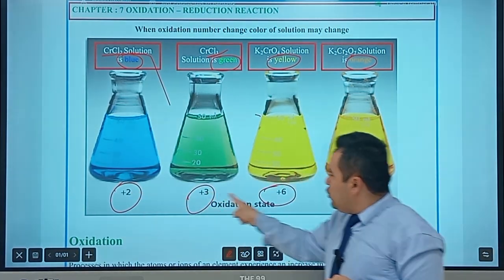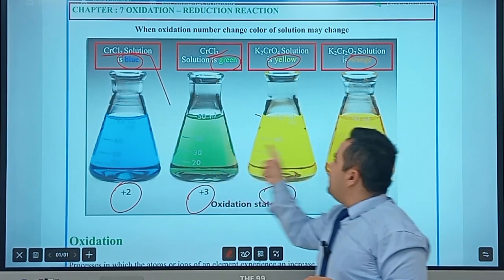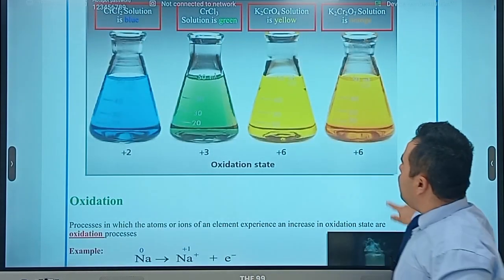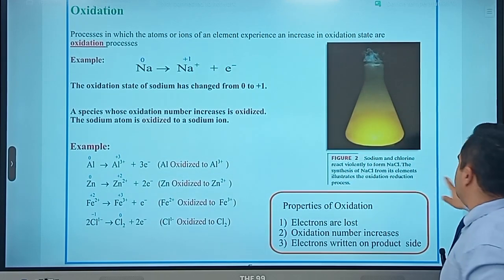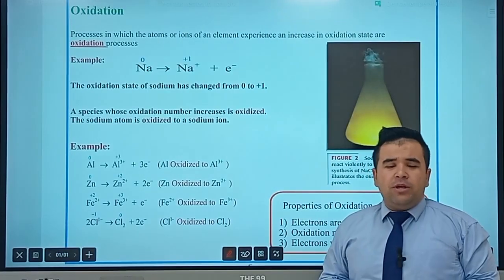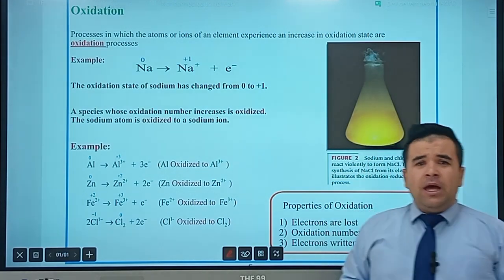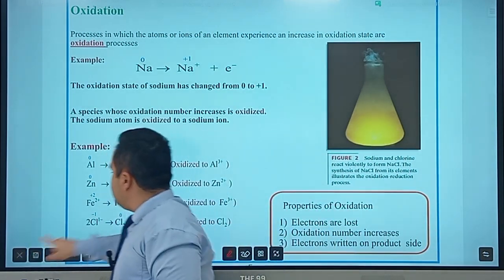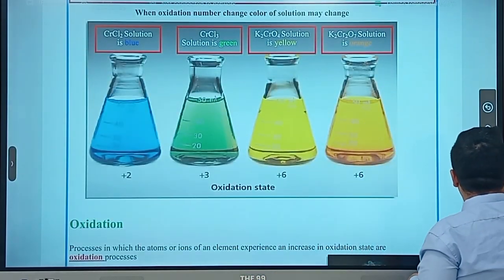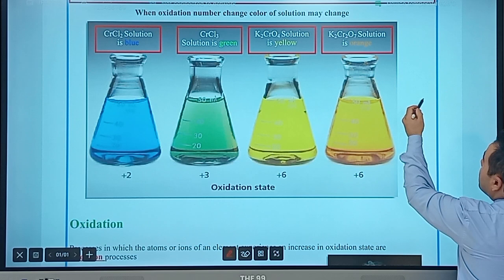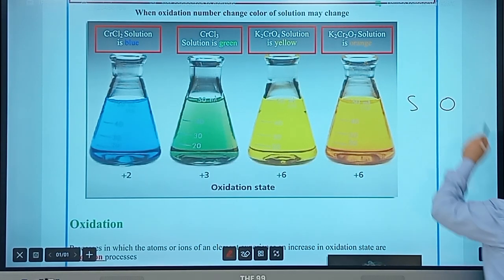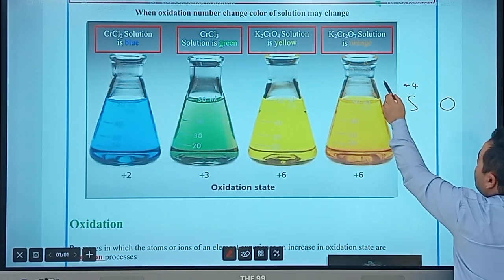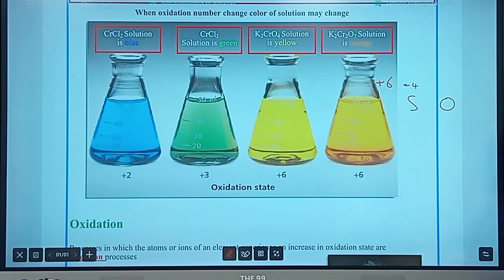So as you can notice, changing the oxidation numbers changes the color of the solutions in different compounds. That's how the oxidation number affects the color of the compound, guys. Another effect of the oxidation number is that sometimes it can decide the formation of the compounds. Let me provide an example. The oxidation number determines how oxygen and sulfur combine. If the oxidation number of sulfur is positive 4, or if it's positive 6, what will be the formed compound?